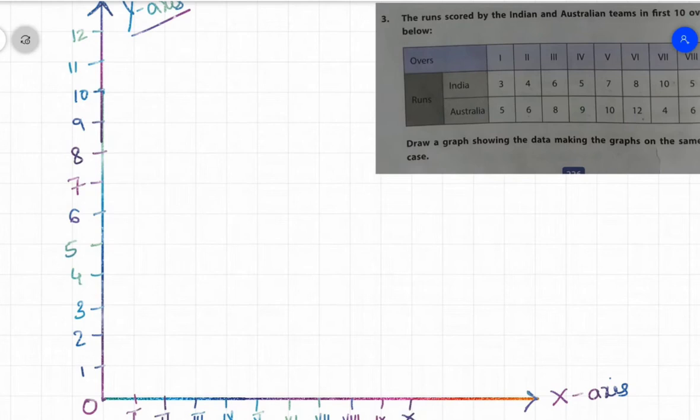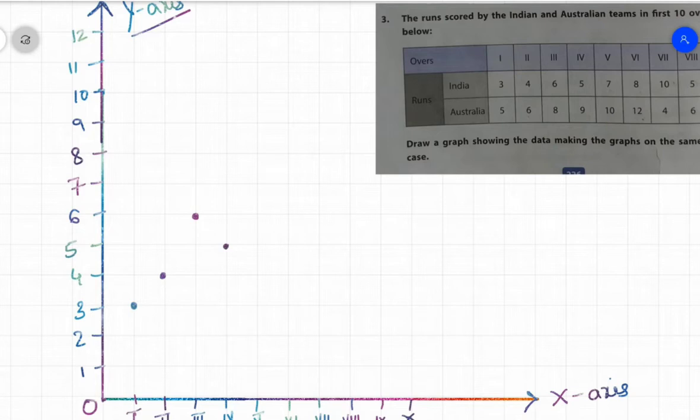How we shall plot the graph? Let us see. See, first over India got 3 runs. So come to the first over. First over means it is on the x-axis. India got 3 runs, so the point is here. Second over India got 4 runs. It will come here. Third over India got 6 runs. The point is here. Fourth over India got 5 runs. So the point is here.